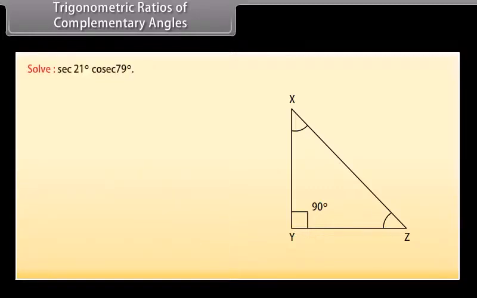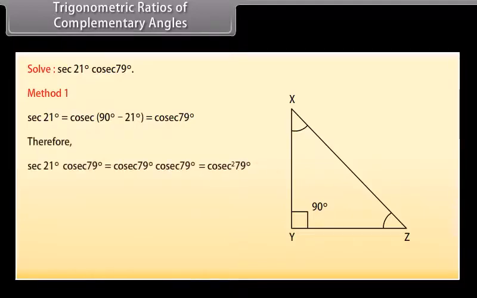Solve sec 21 degree cosec 79 degree. Sec 21 degree is equal to cosec 90 degree minus 21 degree equals cosec 79 degree. Therefore, sec 21 degree cosec 79 degree is equal to cosec 79 degree cosec 79 degree, which equals cosec square 79 degree. Let us solve the same question in a different way.